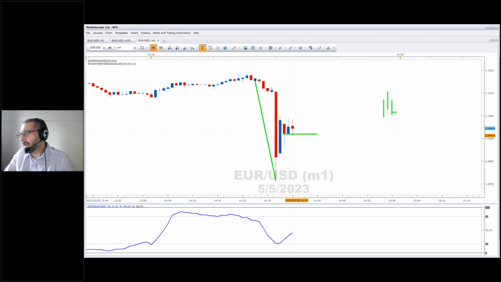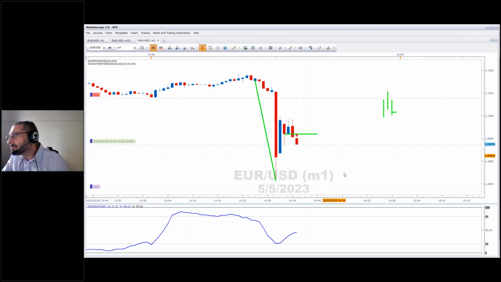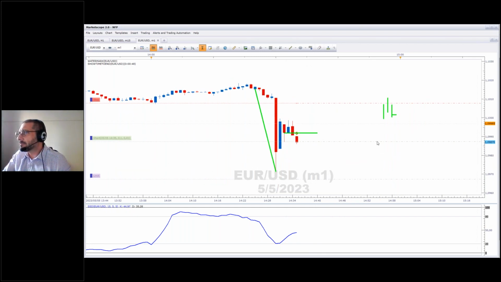Okay, we don't quite have it yet. It's got to close below the reference candle. Okay, there we go. Okay, so we've entered a short position. Here's the big one. Here's the stop loss, and here's the take profit. And we want to try and get this stop loss down so that if we do get stopped out, it is less than 20.